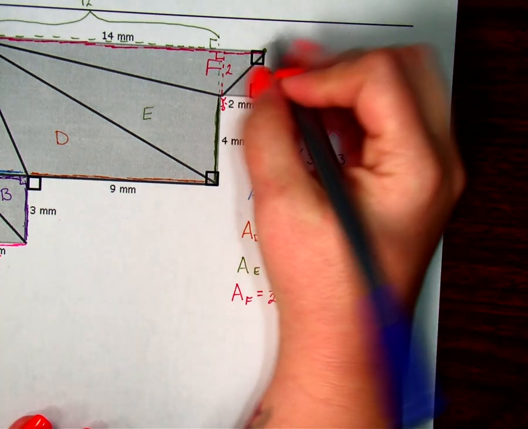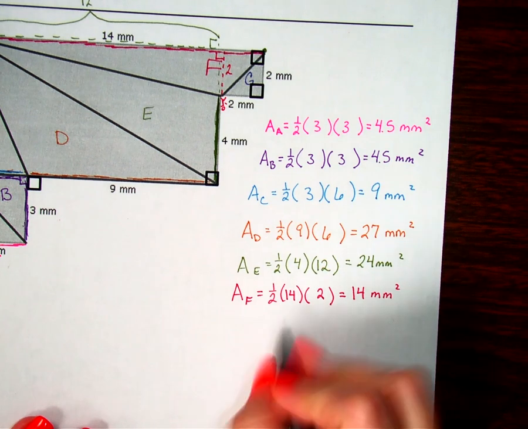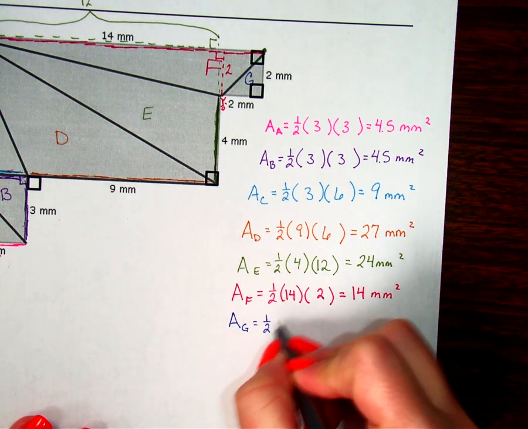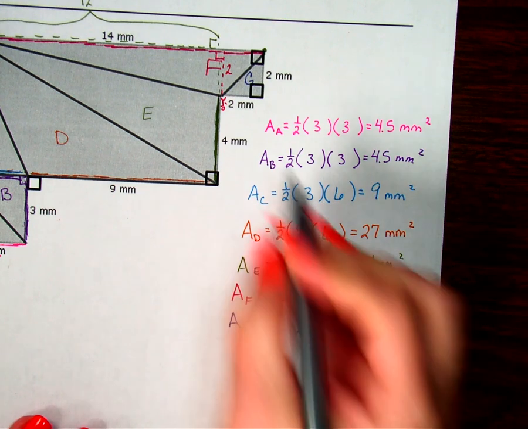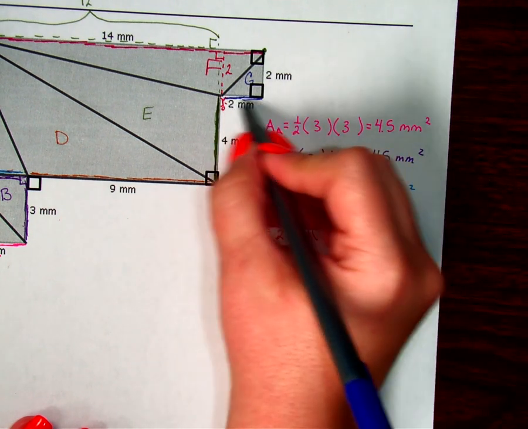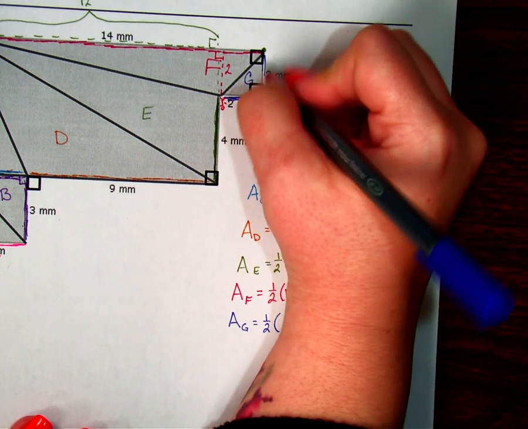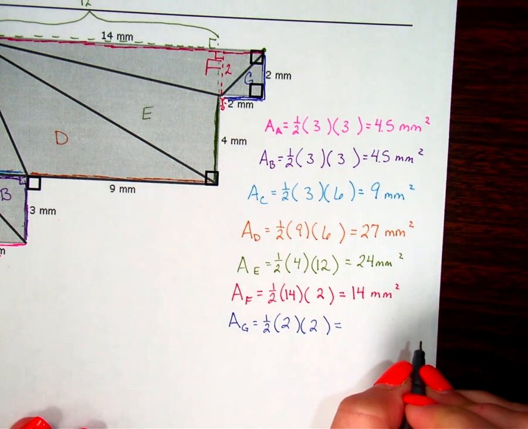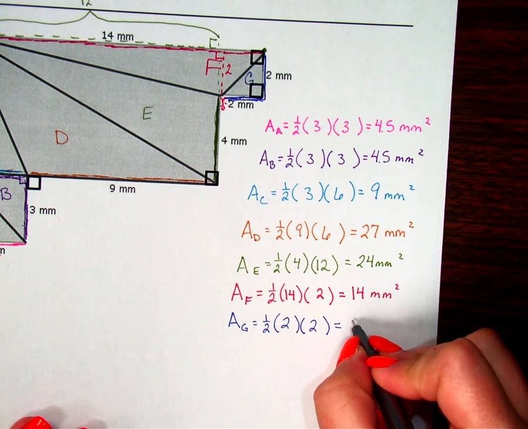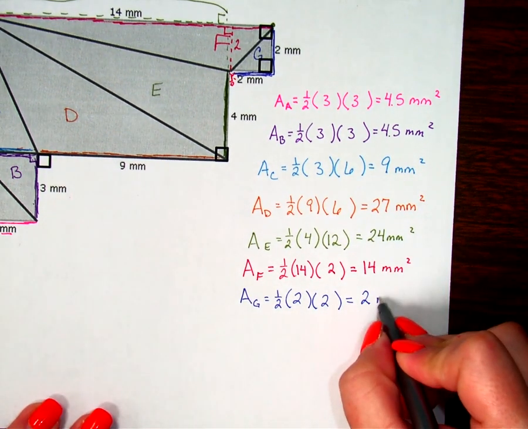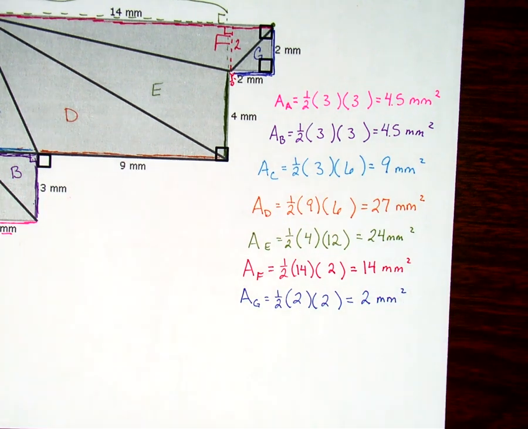So my last triangle, triangle G. Area of triangle G is 1/2 of, let's see, so my base here, it's a right triangle, so that makes our last one nice and easy. Our base is going to be 2, and our height is going to be 2. So 1/2 of 2 times 2, that's 4. Half of that is 2. And again, our units are squared. The 2 is not squared. The millimeters are squared. Okay?